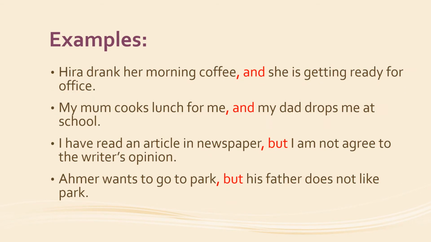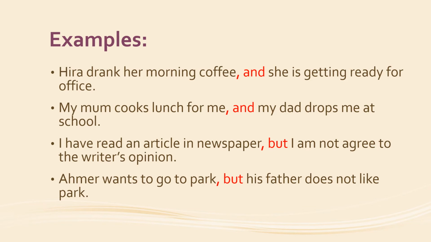Examples are: Hira drank her morning coffee, comma, and she is getting ready for office. Now both the sentences in this example can stand alone. If I say Hira drank her morning coffee, that is enough. It is giving a complete thought, complete idea, complete meaning. And if I say she is getting ready for office, that is also giving a complete thought, complete idea, and complete meaning. So when we are combining these two independent clauses and putting a comma and a coordinating conjunction, then we are making compound sentences.